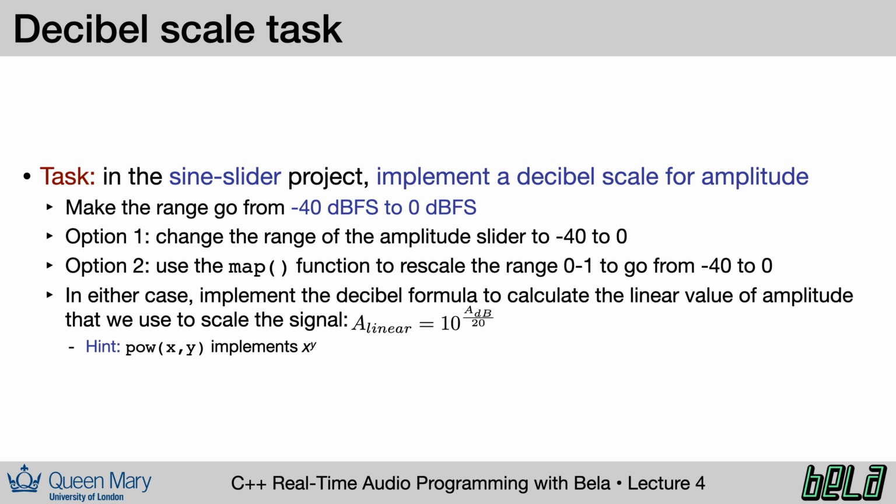In either case, you're going to need to implement the formula to go from dB to a linear scale. And my hint to you is that the pow function, or powf, which is a slightly more efficient version using single precision floating point, will implement this useful equation x to the power of y. See if you can make this work. Pause the video here.